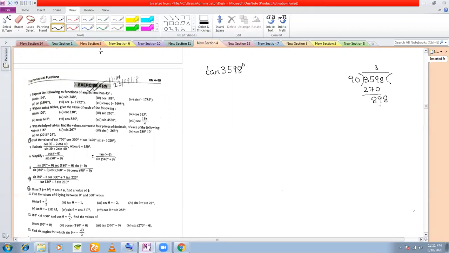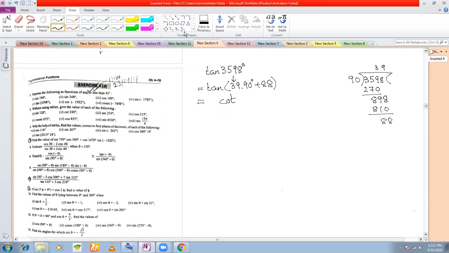And how much will you get on dividing this by 90 degree? You get 810 plus 90, 9 times 90, 810. So you get 88, right? So tan 3598 can be written as 39 into 90 degree plus 88. Am I right or not? Can it be written? Yes, sir. What is this 39? Even or odd? It is odd. So tan will change to cot.